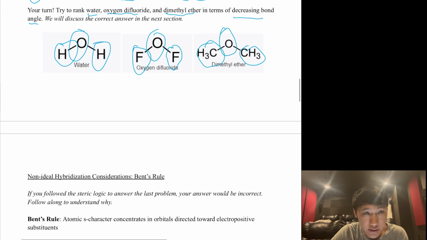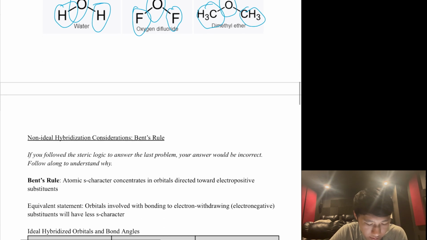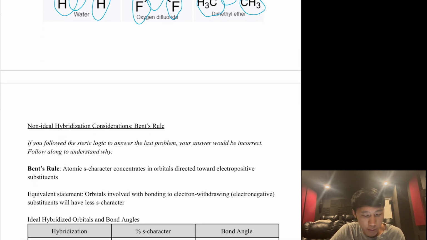However, there's more considerations than just sterics. And there's something we have to consider, which is non-ideal hybridization. And really, that's Bent's rule.